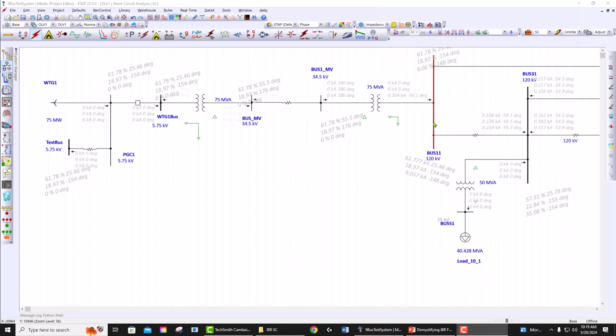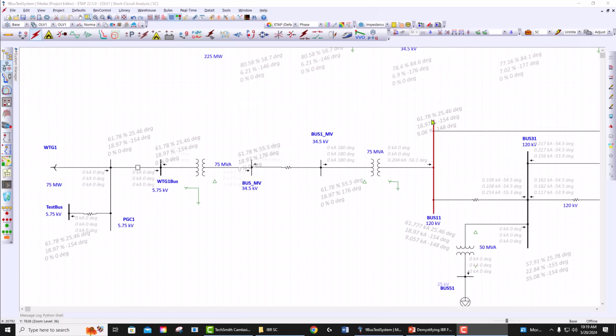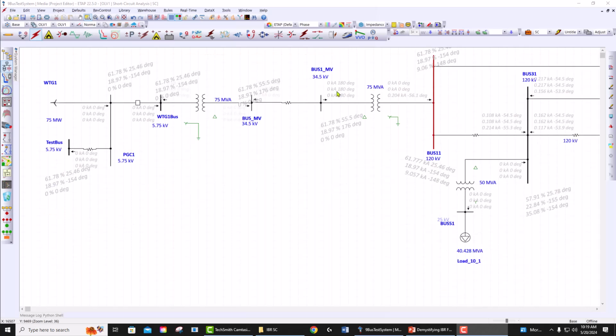When there is a fault in front of the IBR, as you see here, this fault, if it's a three-phase fault, is going to bypass the IBR. It means that it's going to kind of isolate the IBR from the system. So the entire IBR injected current is going to go to the fault at bus 11.